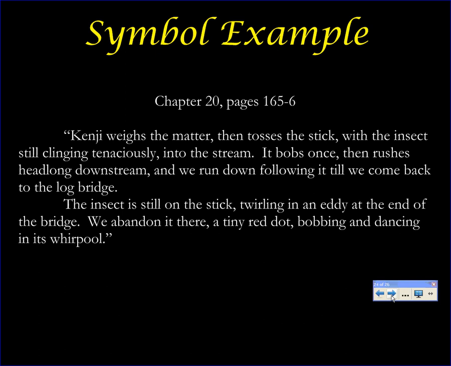Turn to chapter 20, pages 165 to 166. It starts at the bottom of 165, but I'm reading a passage from the top of 166. Kenji weighs the matter, then tosses the stick, with the insect still clinging tenaciously, into the stream. It bobs once, then rushes headlong downstream, and we run down following it till we come back to the log bridge. The insect is still on the stick, twirling in an eddy at the end of the bridge. We abandon it there, a tiny red dot bobbing and dancing in its whirlpool.